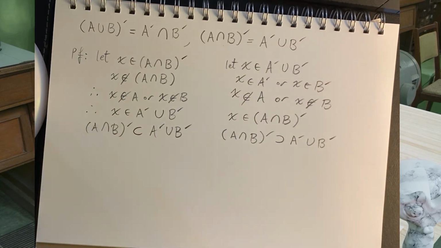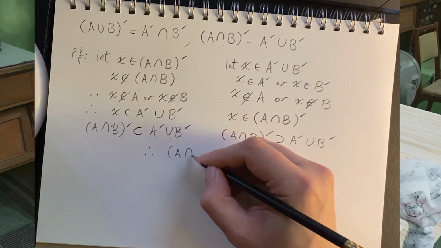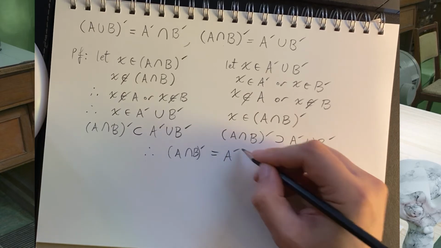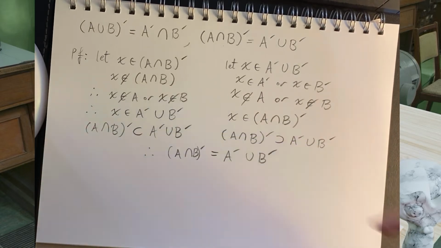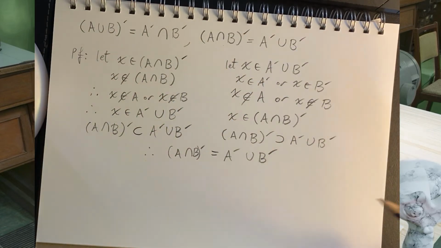So because the subset works both ways, we have therefore the two sets are equal to each other. This may seem a little contrived, but I think it's important to go through an example of showing equality of sets by getting the two subsets.